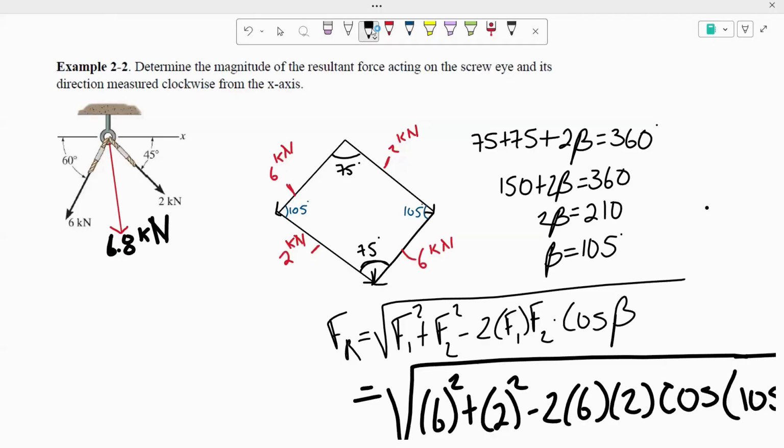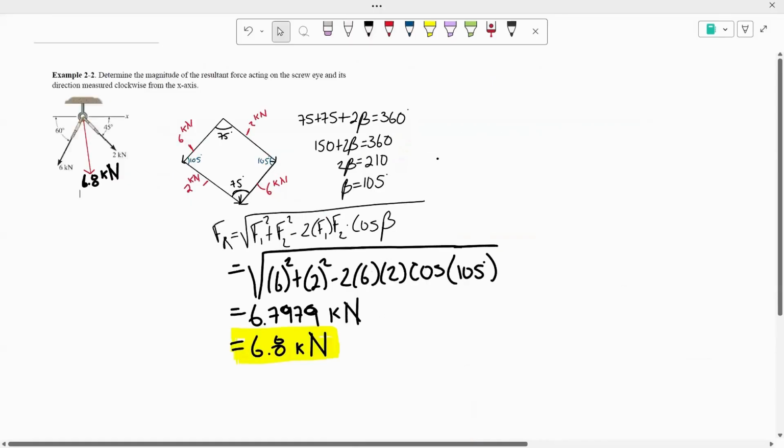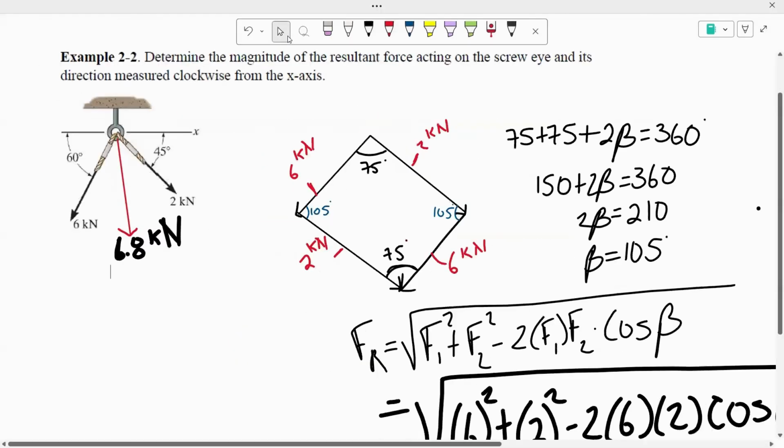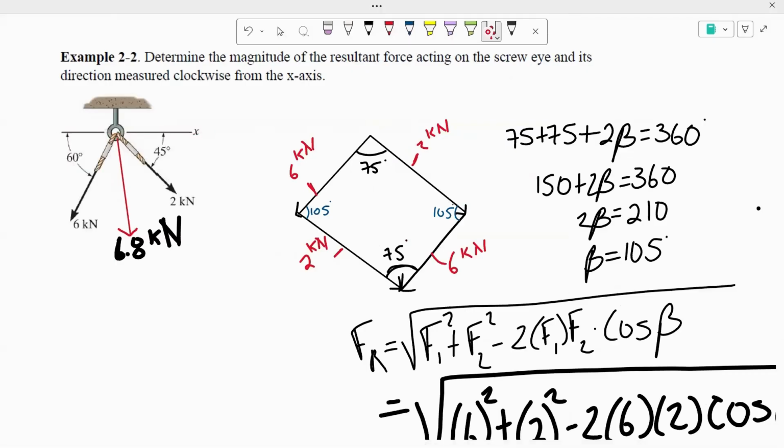So we found the first part of our problem, but it's also asking us to find its direction measured clockwise from the x-axis. So the x-axis is right here, and it's asking us to find its direction clockwise, meaning in this direction. Counterclockwise would be finding it like this direction. So we're finding it clockwise.